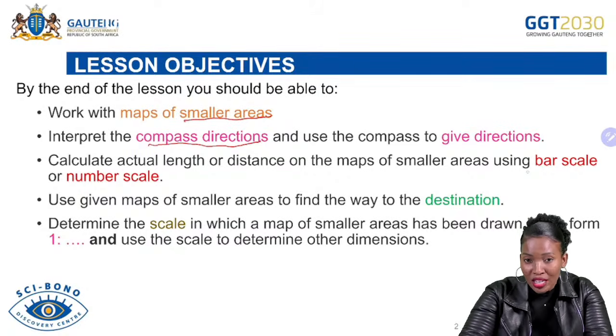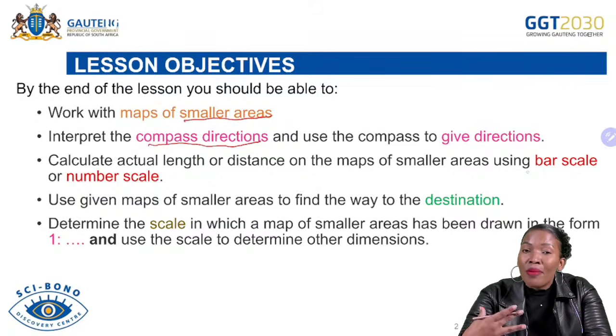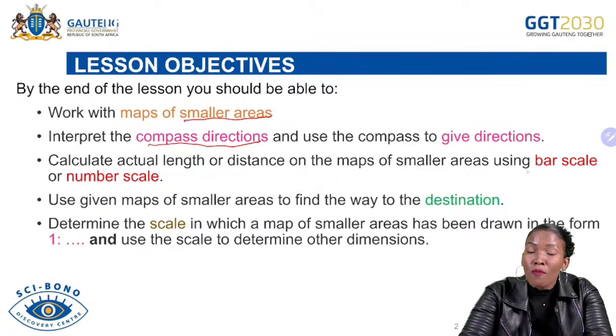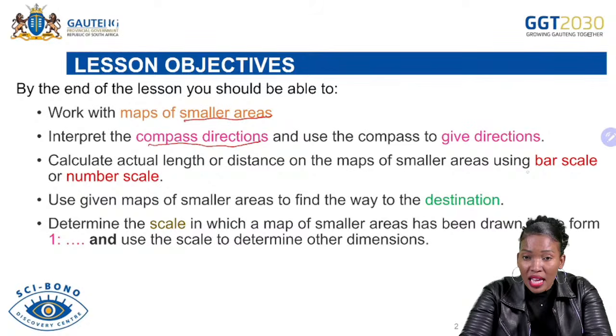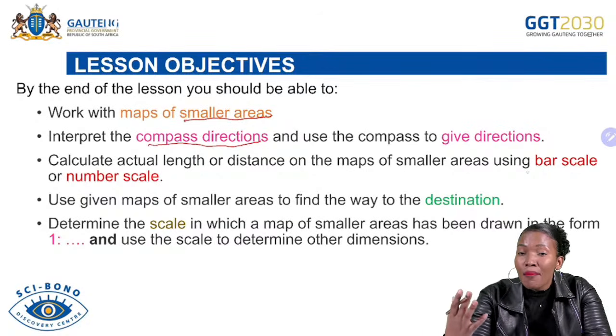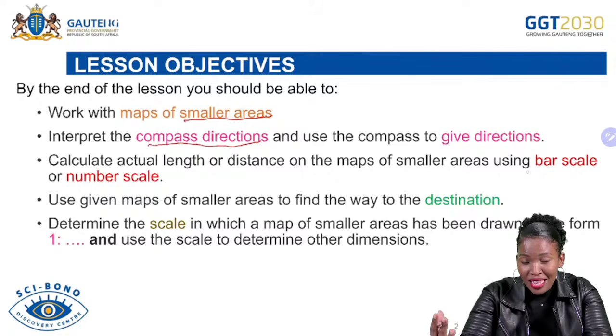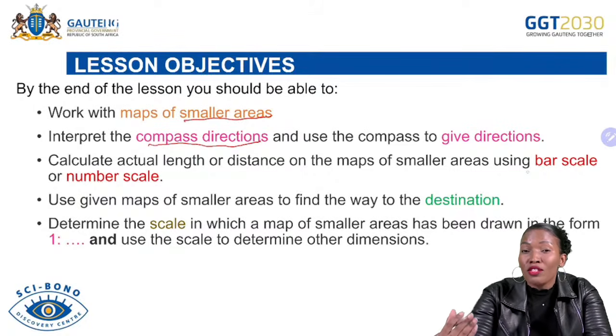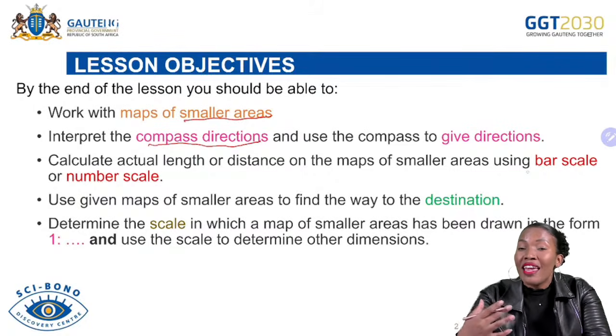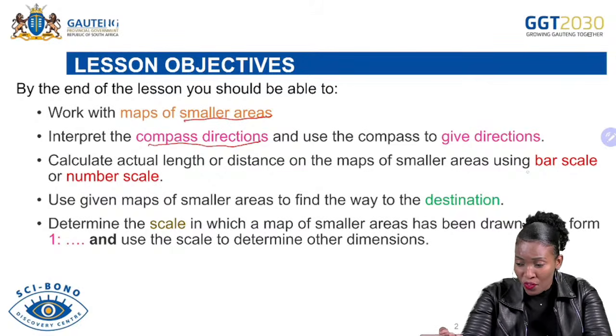So if you look at these objectives, it's practically a wrap-up of everything that we have learned so far as far as the section of maps, plans, and other representations of the physical world. So we are just wrapping it up and summarizing everything. So I hope that you guys are going to enjoy this lesson because it is everything that we've learned so far.